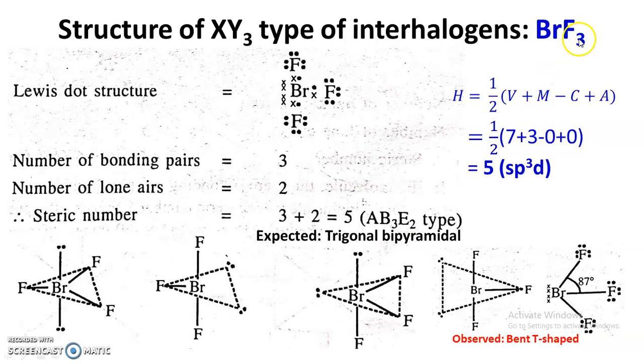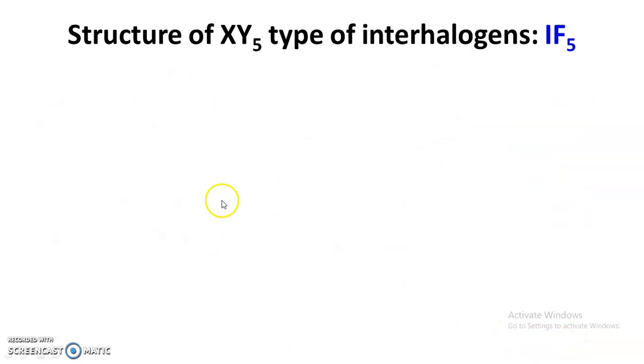But as 3 fluorines are attached to bromine, bond pairs are 3 and lone pairs are 2, because 5 minus 3 is equal to 2. Therefore lone pairs are 2, and the expected geometry is different, that is trigonal bipyramidal, and the observed geometry is different, bent T-shaped.